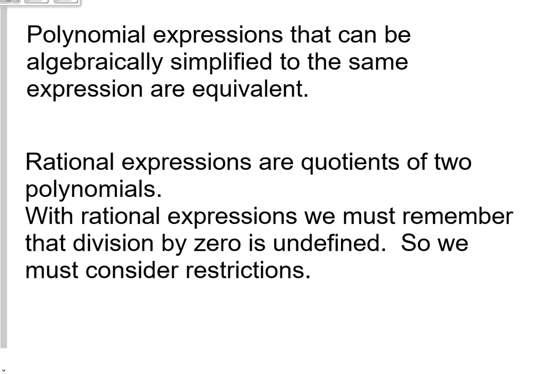Here's a note that I'd like you to copy. You can pause the video right here to take some time to copy this note. It simply states that polynomial expressions that can be simplified to the same expression are what we consider equivalent. Rational expressions are quotients of two polynomials. All that means is that you're going to have a fraction, you're going to have some kind of polynomial in the numerator, and a polynomial in the denominator.